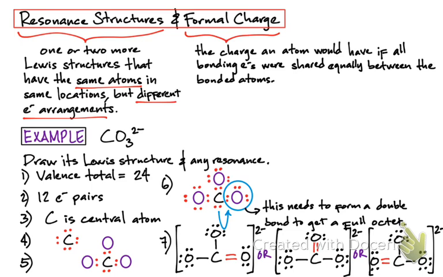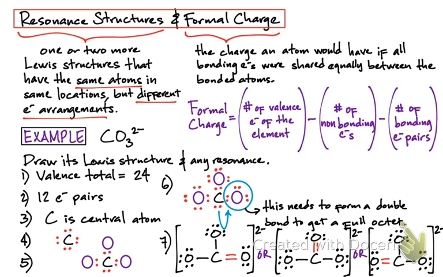The last concept is the formal charge. This is the charge an atom would have if all bonding electrons were equally shared between bonded atoms. And it can be calculated for any element in a Lewis dot structure using this formula shown here, which is equal to the number of valence electrons for that element minus the number of non-bonding electrons minus the number of bonding electron pairs.